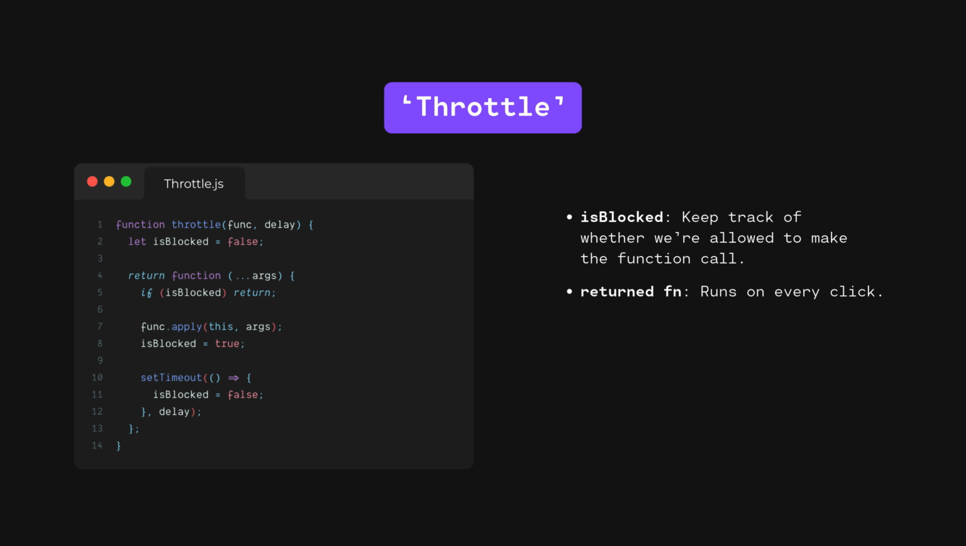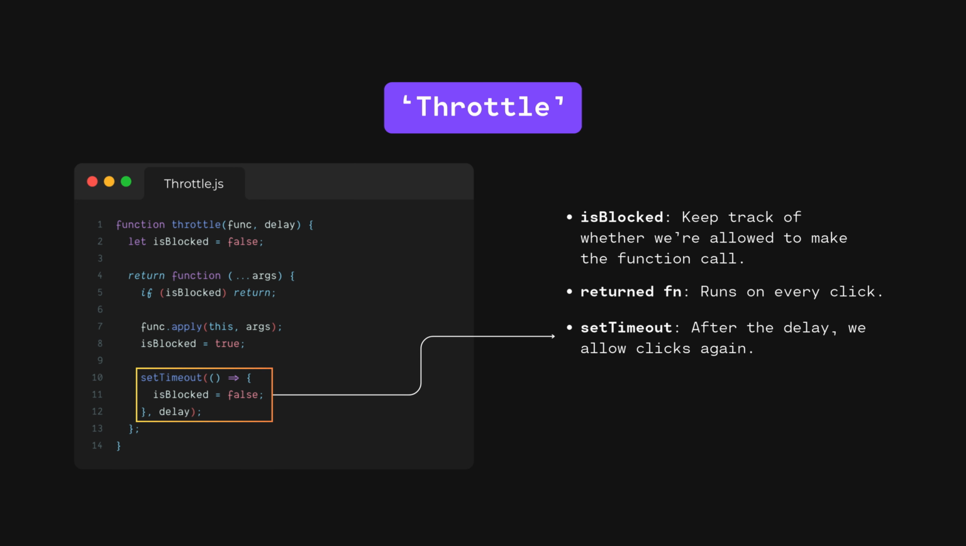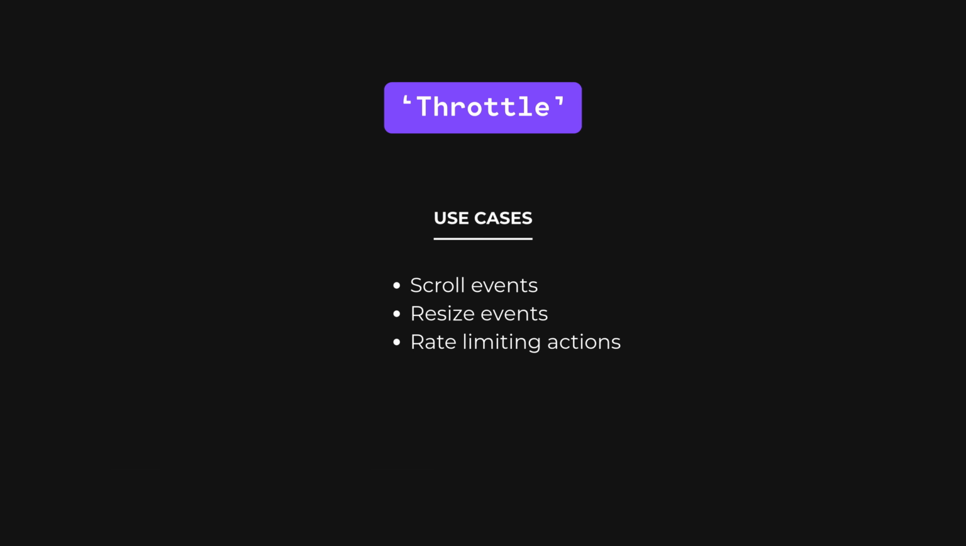Now the key part. If isBlocked is false, then we run the function and immediately block further clicks. Then we start a timer. After the delay, we allow clicks again. So even if the user clicks 10 times, only one request is sent every few seconds. Some other use cases of throttle include scroll events, resize events, and rate limiting actions.